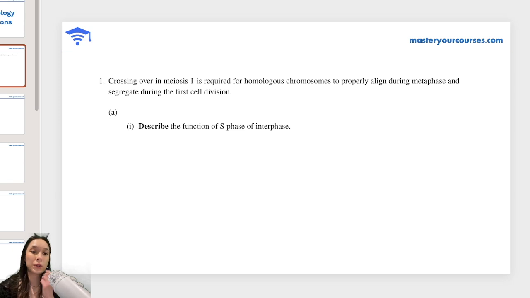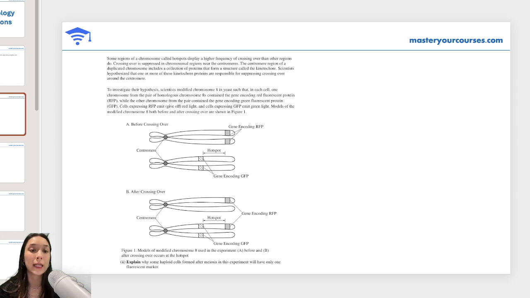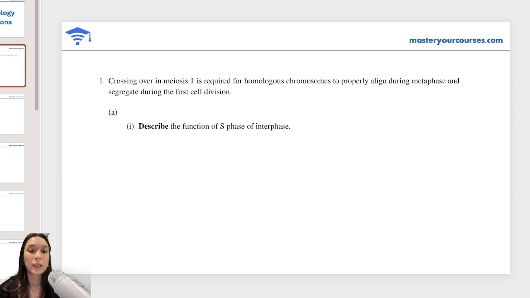So to start off with this first one, the start of the question says, crossing over in meiosis 1 is required for homologous chromosomes to properly align during metaphase and segregate during the first cell division. So this first sentence is actually very important. It goes along with obviously this question that you can see here, but this kind of sets the stage for it, and this is going to be fairly important for the last part of the question.